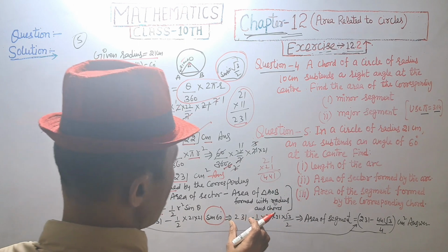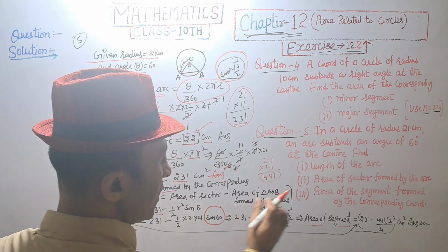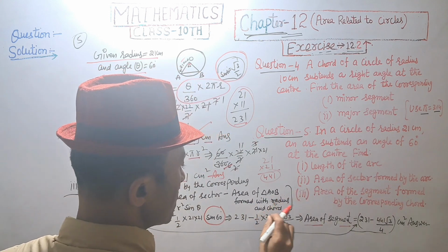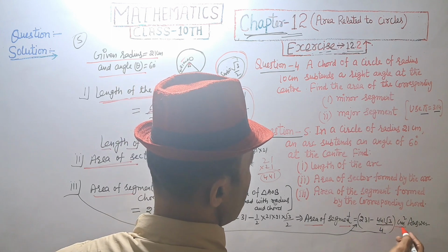Then we get area of segment is equal to 231 minus 441 root 3 upon 4 centimeter square.